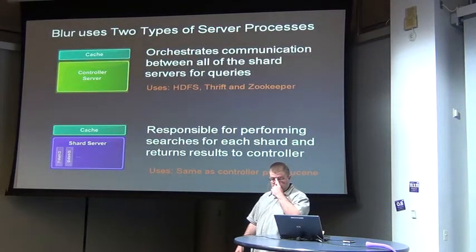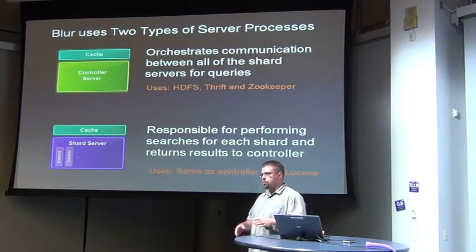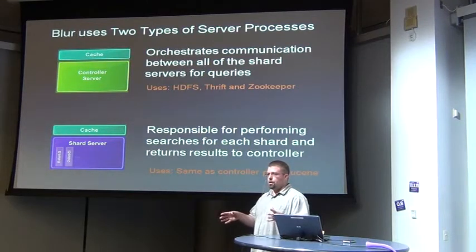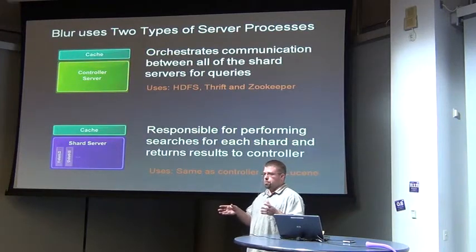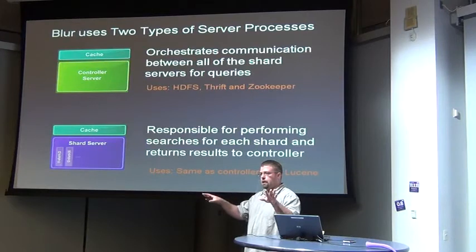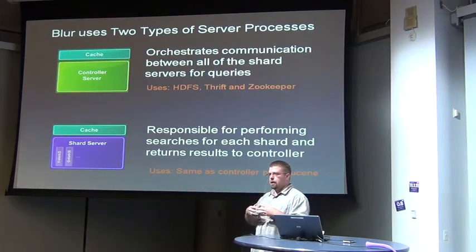Blur uses two types of server processes, a controller process and a shard process. The shard process probably lives beside the data node Hadoop process in most installations, one for one. And the controller processes, you basically need to run as many of those as you would probably need concurrent searches. Because this is the thing that sprays out the query and gathers all the results and gives a nice, clean, simple result to the client.